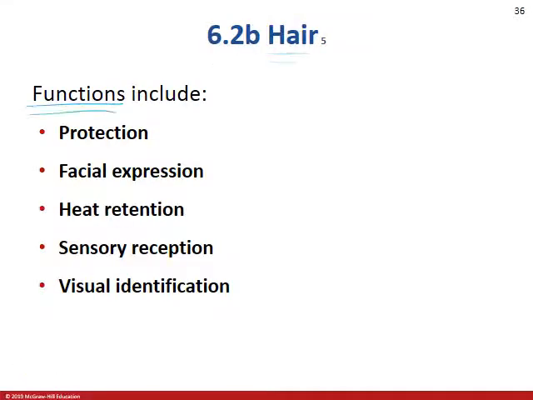Some functions here of hair. It's going to offer us protection. You could think of your scalp, right? The hair on top of your head is going to stop your head from getting sunburned, and your supercomputer brain is right underneath, so we want to protect that area, right? Protection, you can also think of your eyebrows. They stop sweat from rolling into your eyes. Again, those eyebrows offer some sort of facial expression, right? Eyelashes, we can tell whether somebody is making a frowny face or smiling, right?